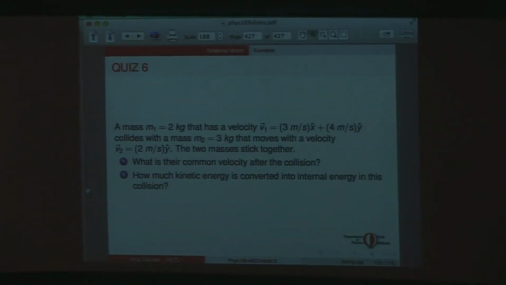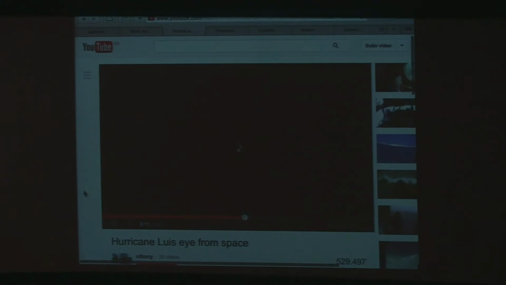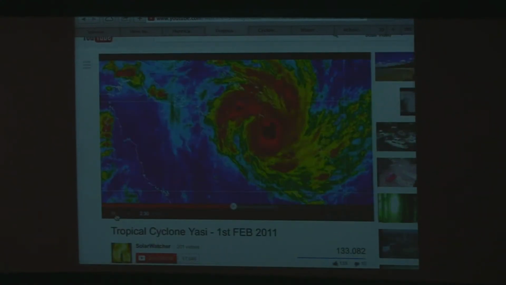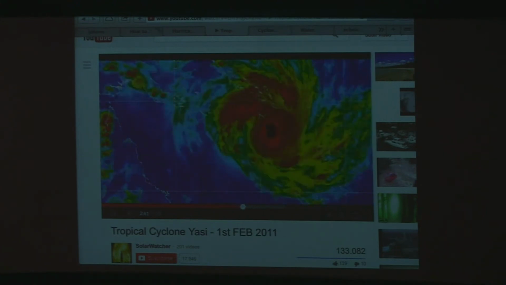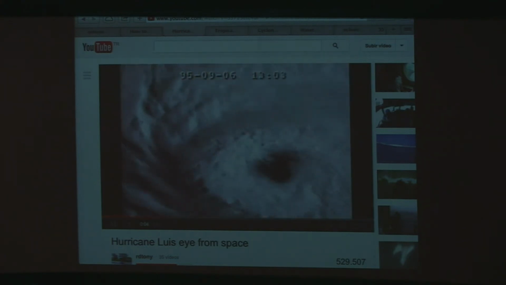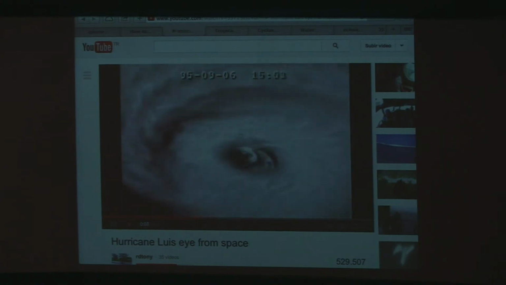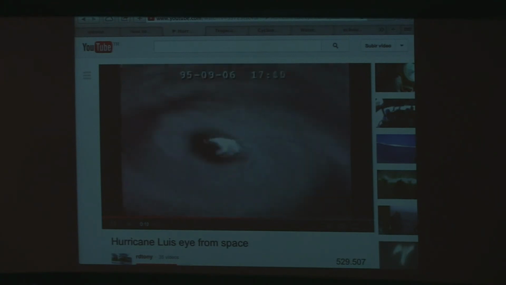If I have internet access. Yeah, I have wireless. Well, this is another one. So this is in the clockwise direction. This is a hurricane close to Australia. This is close to the US. This rotates in the counterclockwise direction. So all hurricanes in the northern hemisphere rotate in the counterclockwise direction. In the southern hemisphere, like this one, they rotate in the clockwise direction.